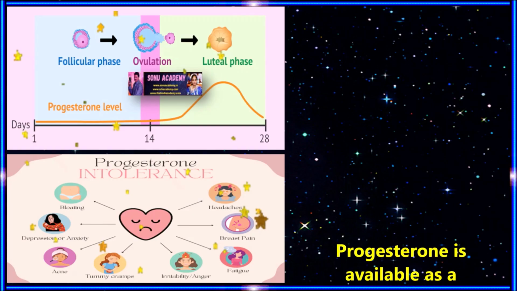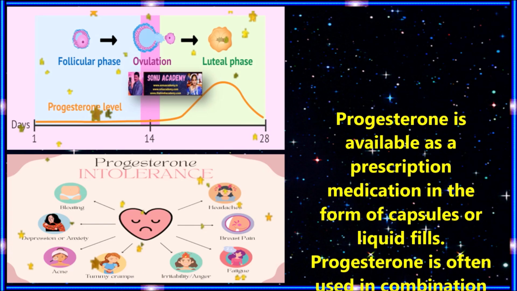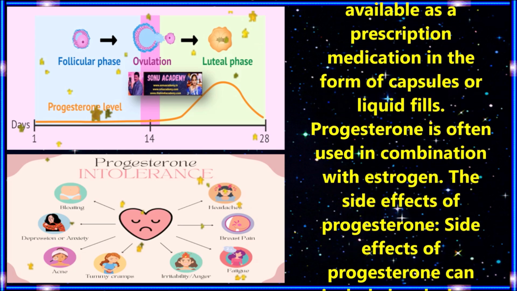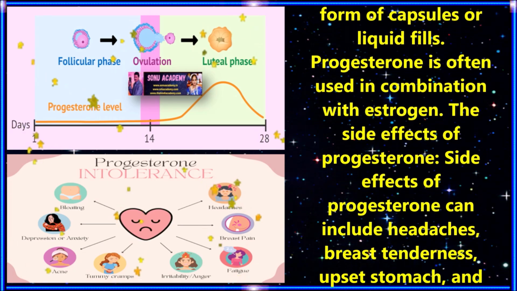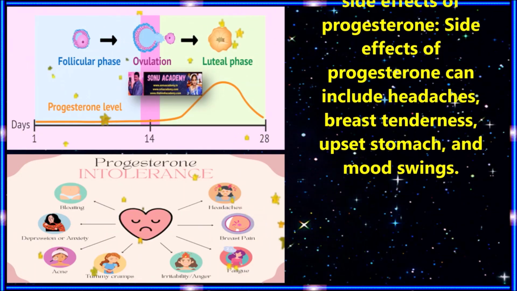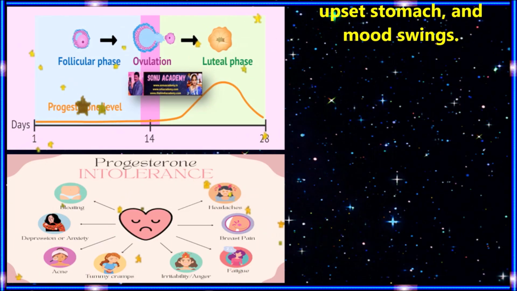Now let us see how it is used. Progesterone is available as a prescription medication in the form of capsules or liquid pills. Progesterone is often used in combination with estrogen. The side effects of these hormones include headaches, breast tenderness, upset stomach, and mood swings.